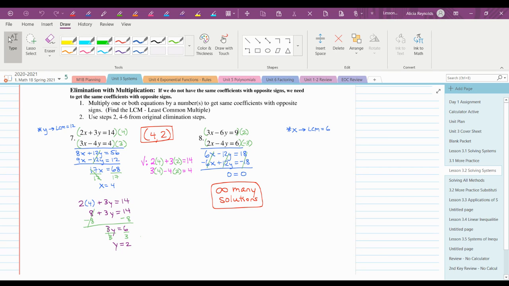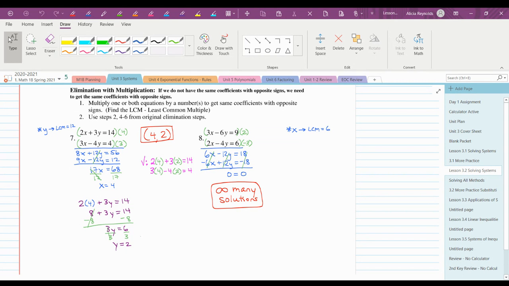And here in the middle in pink, if I want to check my solution, if I plug in 2 and 4 into both of these equations, I should get a true statement. So 2 times 4 is 8 plus 3 times 2 is 6 equals 14. That's true. 3 times 4 is 12 minus 4 times 2 is 8 equals 4, which is also true.